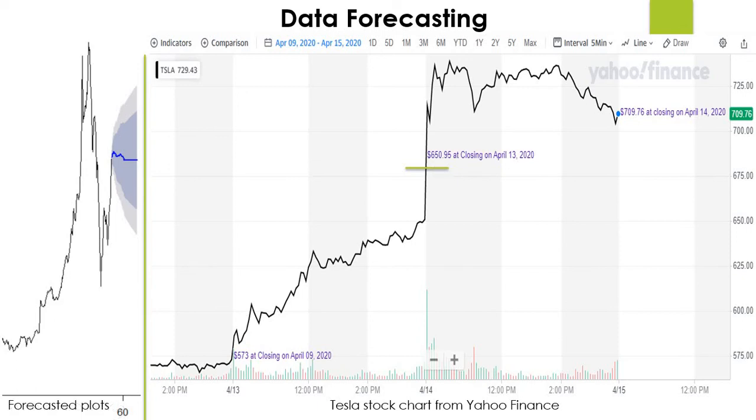$650.95. And on the right, again, the Yahoo Finance trend, we have a closing price of the Tesla stock as on April 14th of $709.76. And we can observe from the auto ARIMA forecast that most predicted values are close enough to the real values, which means the function auto ARIMA returned good forecasted values for us.